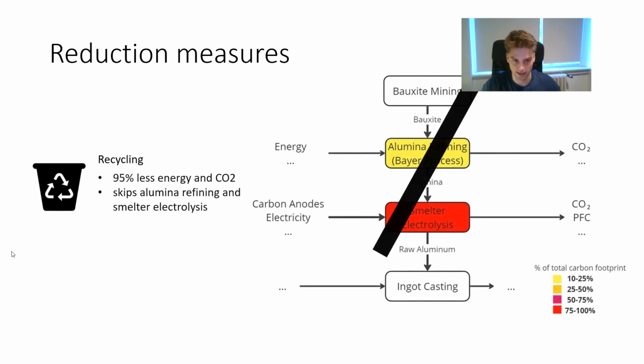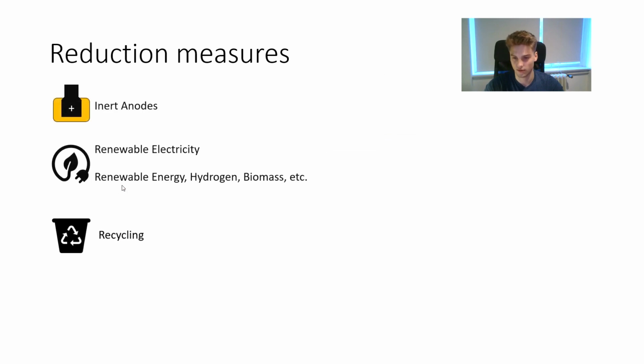Aluminum recycling creates 95% less CO2 and consumes less energy. Why is this the case? By collecting aluminum scrap and just remelting it, we can skip these emission-heavy process steps. These steps that make up 90% of the aluminum production are just skipped, and so we can reduce 95% of the CO2 emissions.